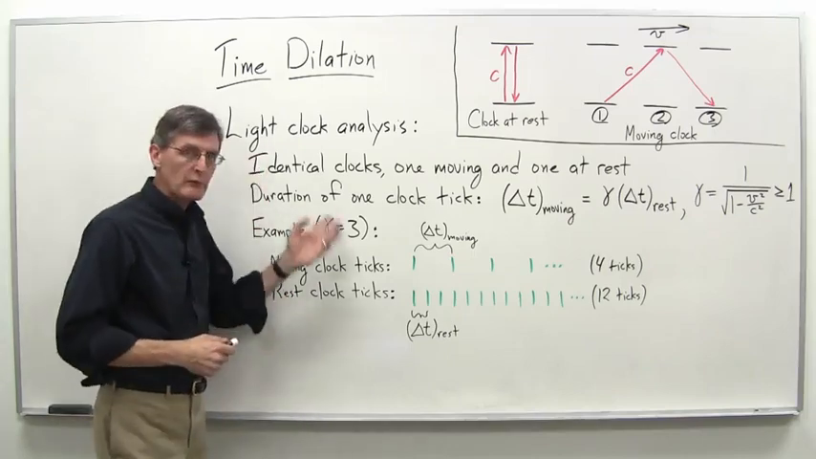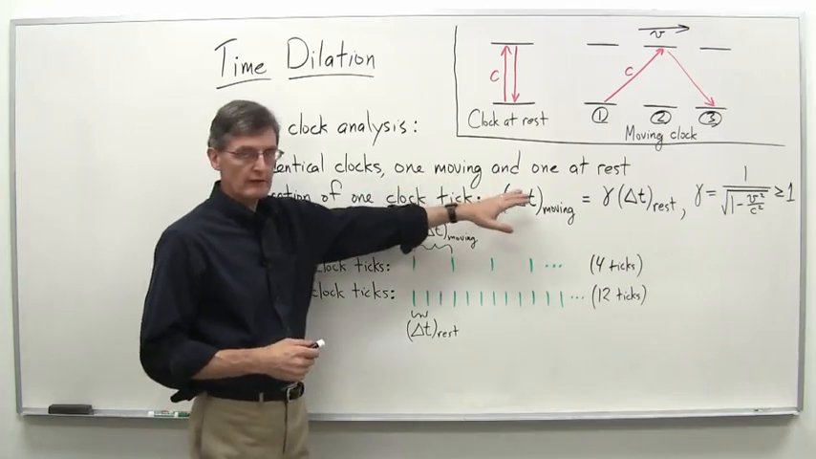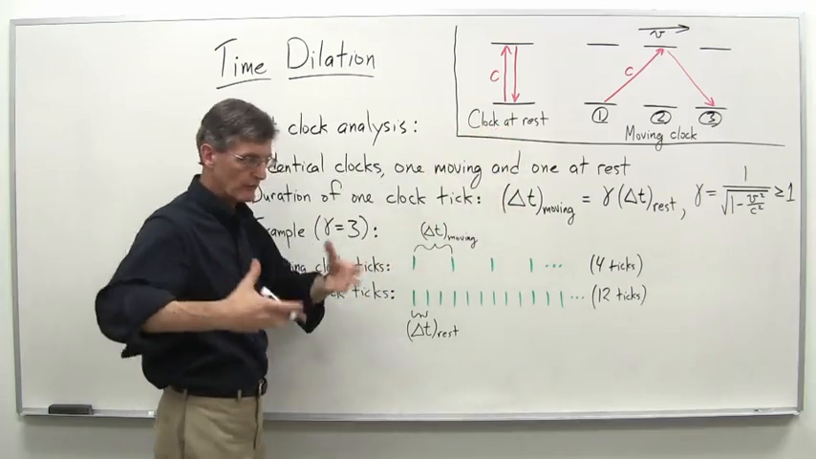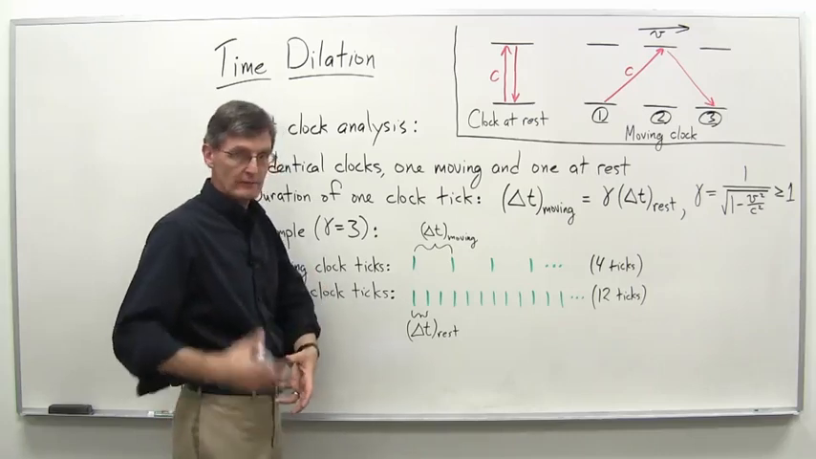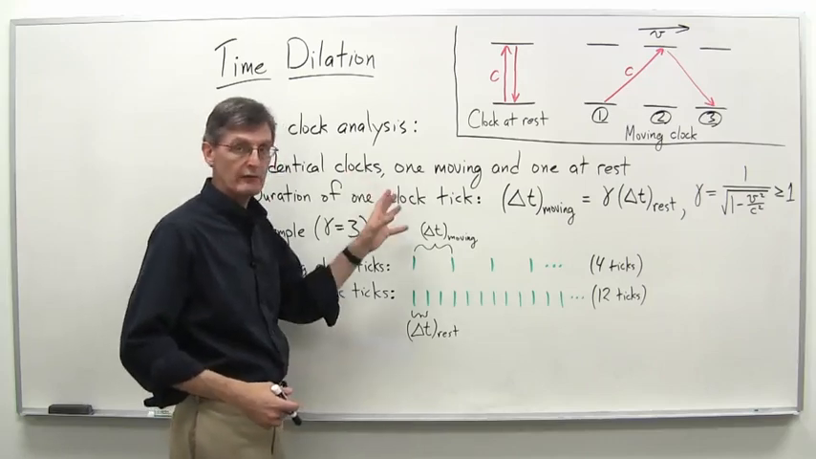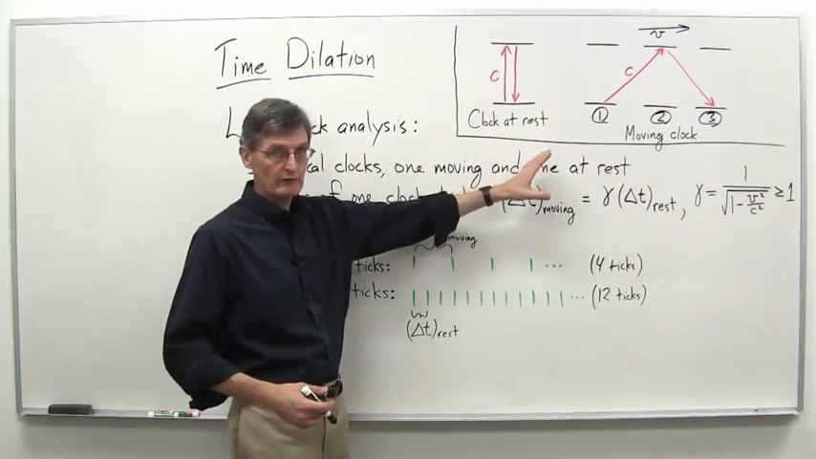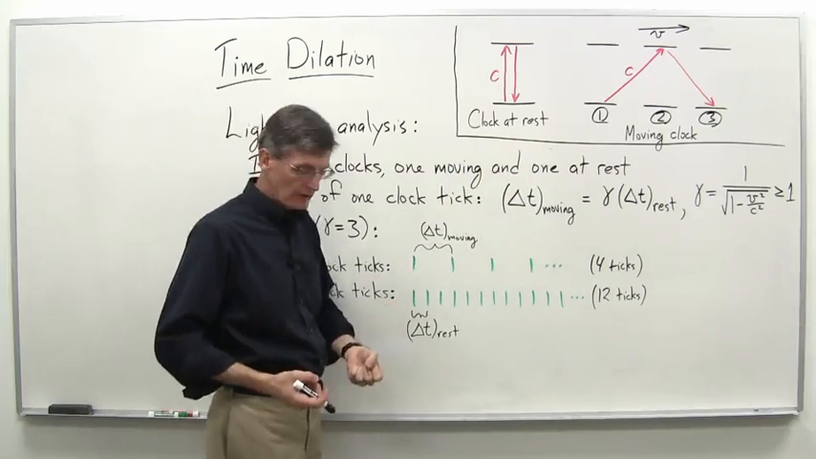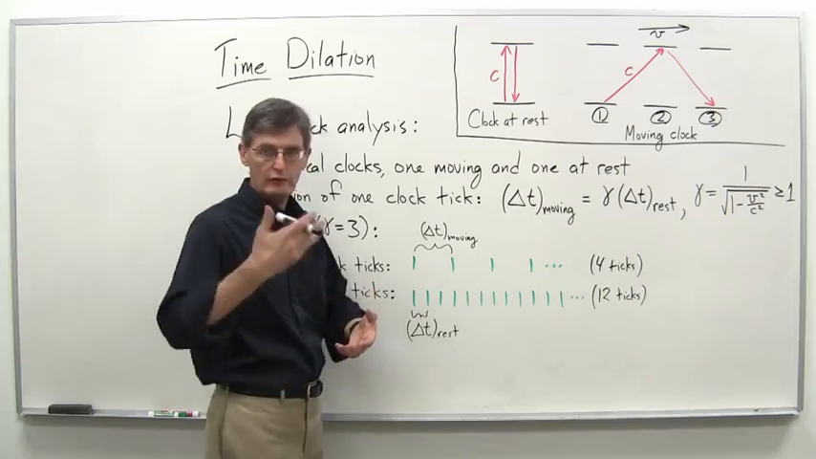So remember what we were doing here. We had identical clocks, one moving and one at rest. So here's the clock at rest. Perhaps we're Bob, right? So we're Bob sitting here. We've got our light clock, ticking away with the light beams going up and down. And then we have Alice with an identical clock who is moving with some velocity v with respect to us. Remember, Alice is in her frame of reference, and so as far as she's concerned, her light clock is just bouncing up and down normally.